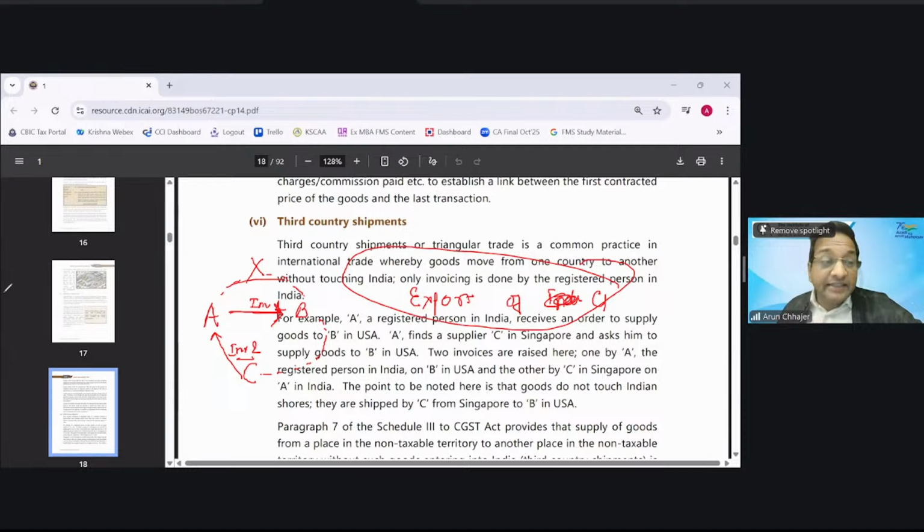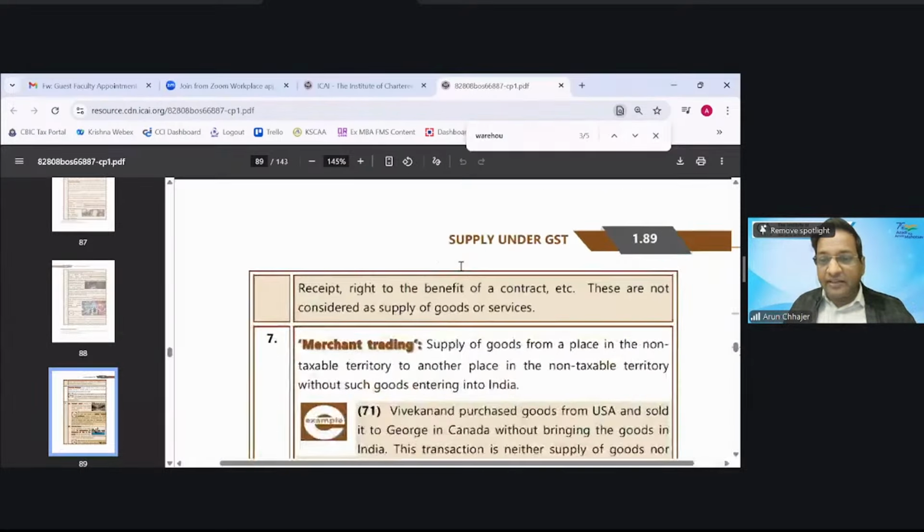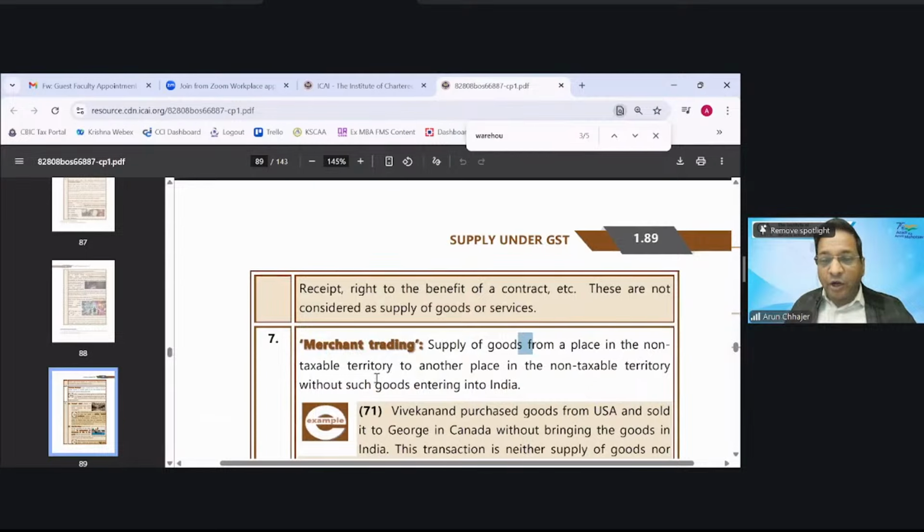Okay. Yes, absolutely correct, which you clearly told. Let me go to our main Schedule 3 chapter. In Schedule 3, merchant trading: supply of goods from a place in the non-taxable territory. What is the meaning of non-taxable territory? I hope there is no ambiguity in that, right? Outside India, absolutely correct. So taxable territory means India, and non-taxable means outside India.